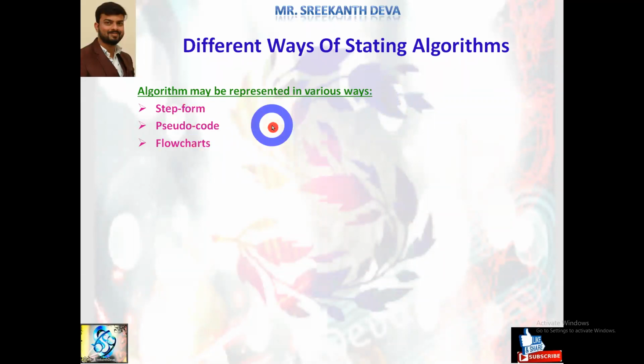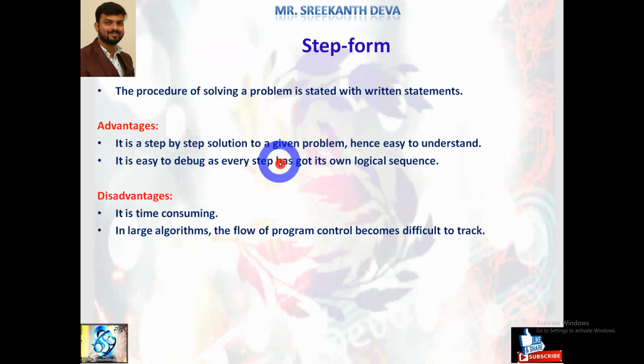In the previous video session we discussed in detail what an algorithm is. An algorithm is a finite sequence of explicit and unambiguous steps required to solve the given problem. Or simply, an algorithm is a way of providing a solution in the form of a step by step procedure for the given problem. Generally, algorithms are represented in three different forms: step form, pseudocode and flowcharts. We will discuss in detail one by one, starting with step form.